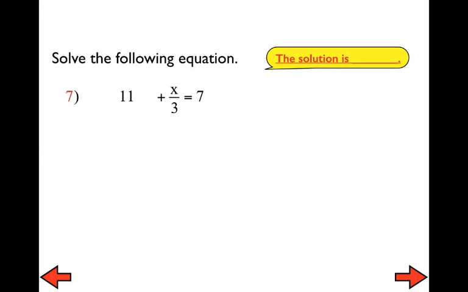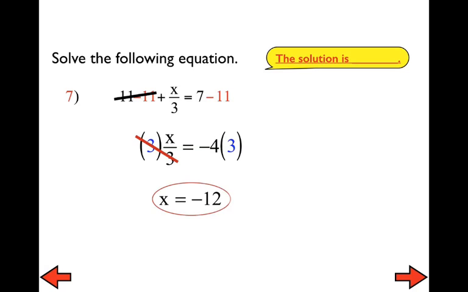In number 7, we would need to subtract 11 from both sides or add negative 11. We've got our 0 right there, so we cross it out. On the left-hand side, we're left with x over 3. And on the right-hand side, don't forget that if you struggle with 7 minus 11, add the opposite, and you can see that we have 4 more negatives than positives, which is why we end up with negative 4 there. The inverse operation to dividing is to multiply, and so we end up with x equals negative 12.